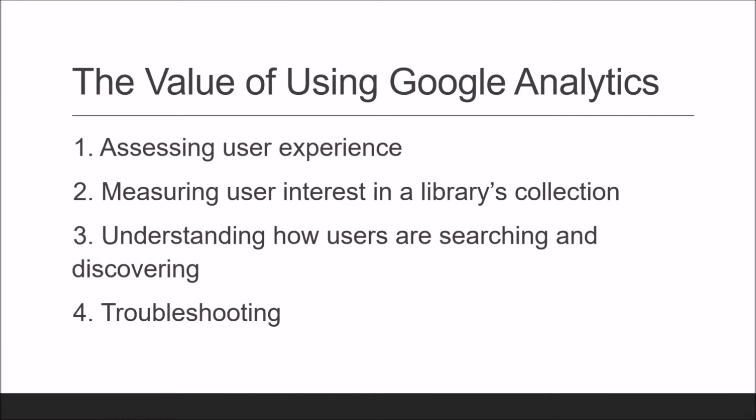We can also use Google Analytics to measure user interest in the library's collection. By doing just a few customizations, we can start seeing whether they are clicking on ebooks versus journal articles versus dissertations. We can see what content users are going for. We can understand how users are searching and discovering our content. Are they using those facets? Are they using those facets correctly or incorrectly?